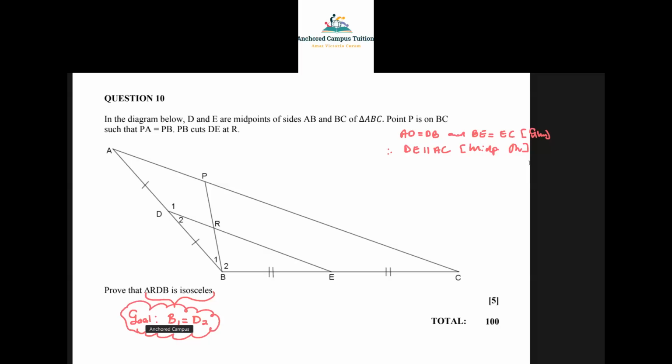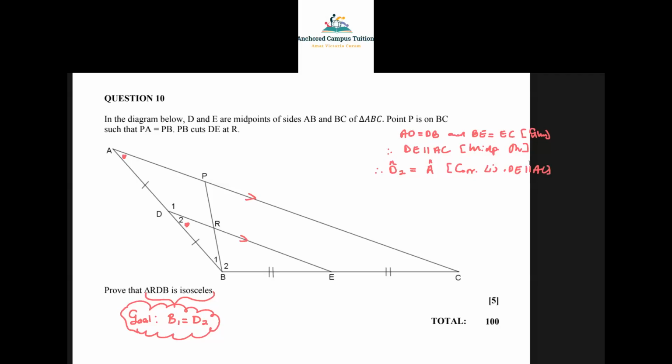So now that DE is parallel to AC, therefore D2 will equal angle A, corresponding angles, because DE is parallel to AC. I'm going to put a red dot there by D2 and by A.